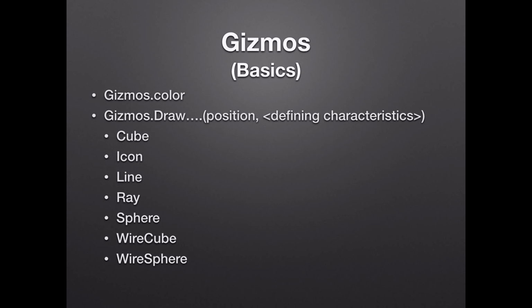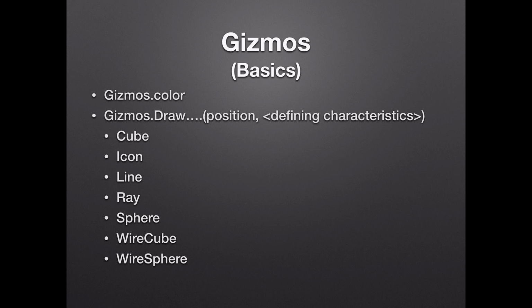So a lot of times you'll offset that by using the position of the object to make it actually show up in the right spot. And then defining characteristics for the shape. So for an icon, you're going to give it a texture. For a cube, you're going to give it a vector 3 of sizes in X, Y, and Z. For a sphere, you'll give it a radius, things like that. So let's look at some actual code.